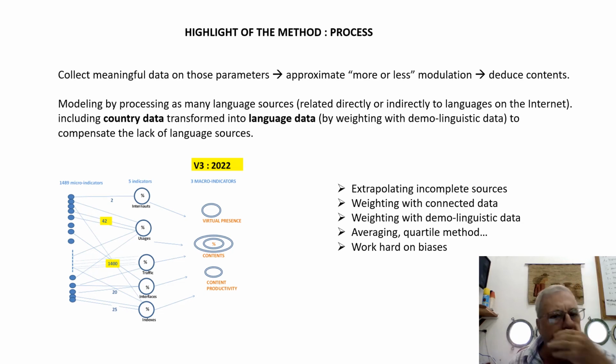Something important: there is very little language data on the internet, but there is much more country data. So we use country data and we transform it into language data by weighting with demolinguistic data.